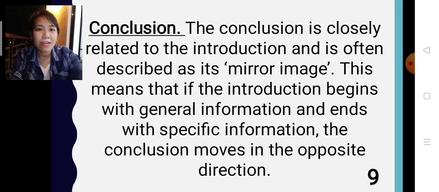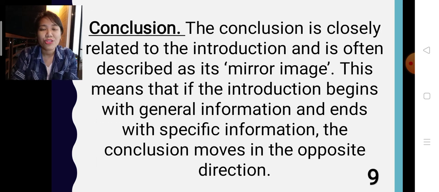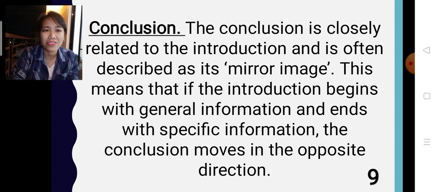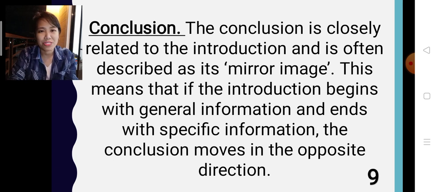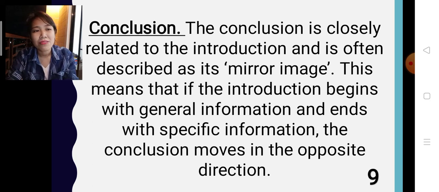Then the third one is the last, the conclusion. The conclusion is closely related to the introduction and is often described as its mirror image. This means that if the introduction begins with general information and ends with specific information, the conclusion moves in the opposite direction. So here, if your title would be the COVID-19 again, so you have to recommend something. What are your conclusions? Ano bang dapat gawin? Ano ba ang dapat gawin ng nakararami para hindi na lumago yung cases ng COVID-19?